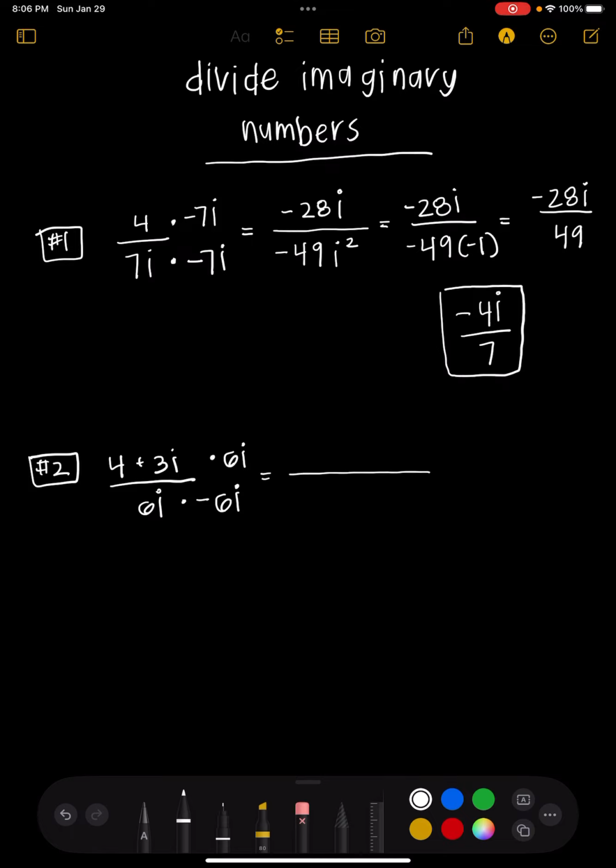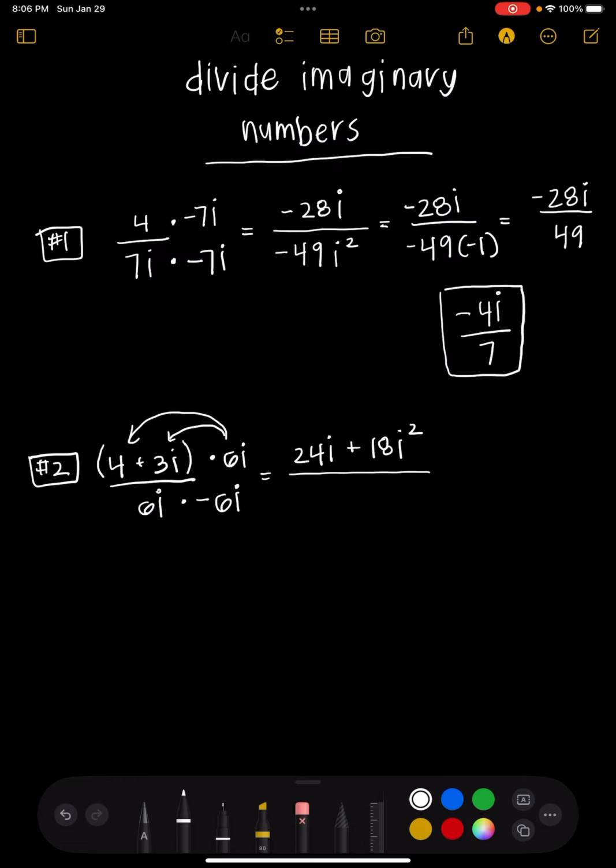So when we simplify this, on the top you want to think about the original portion of the top in parentheses, because the 6i will distribute to both chunks of the original. So we have 4 times 6i would give us 24i, and then 3i times 6i would give us 18i squared.